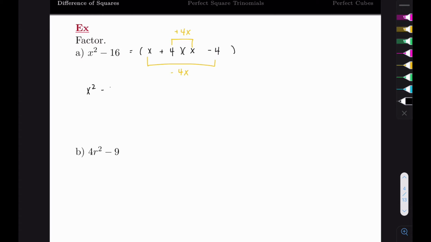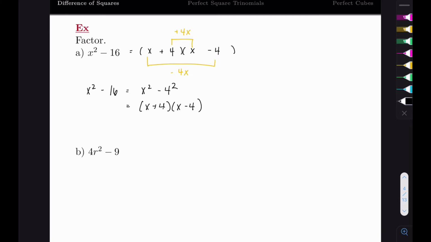The reason we know that is because we have x squared minus 16, and they are perfect squares. So it's x squared minus 4 squared, which factors into x plus 4 times x minus 4. So anytime your first and last terms, or the constants in front of them, are perfect squares, try that number. That's going to be your best first guess.